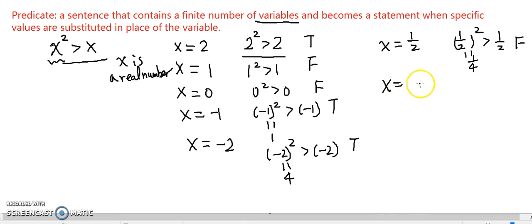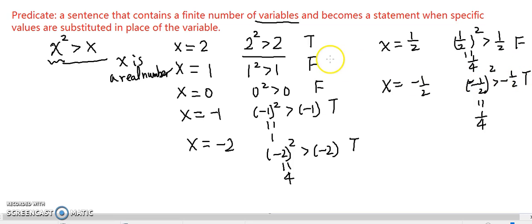We can also pick negative 1/2 and check. Negative 1/2 squared is greater than negative 1/2, and that is because when you square any number, you always get a positive number. That should always be greater than the negative. That also makes it true.